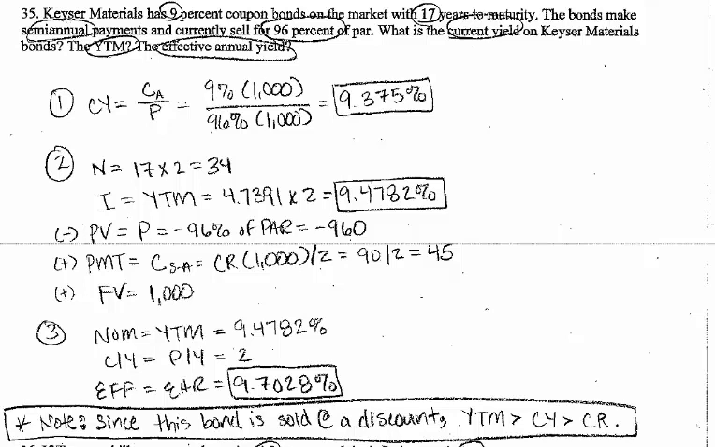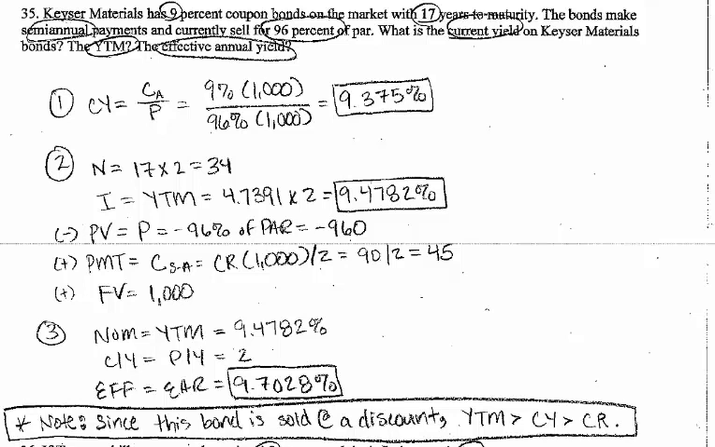Here we go. Kaiser Materials has a 9% coupon bond. Okay, so why do you not have to figure out the coupon rate? Because I just told you it's 9%. On the market with 17 years to maturity. The bond makes semi-annual payments and currently sells for 96% of par. So 96% of par obviously means that we're dealing with a discount bond, right?